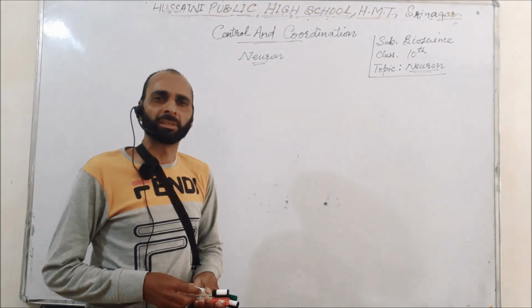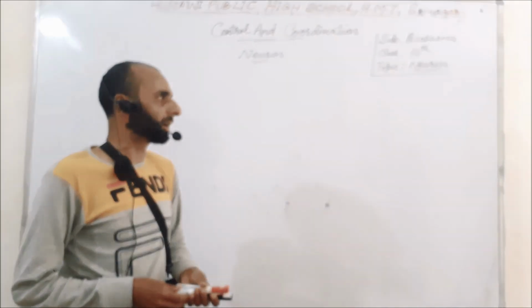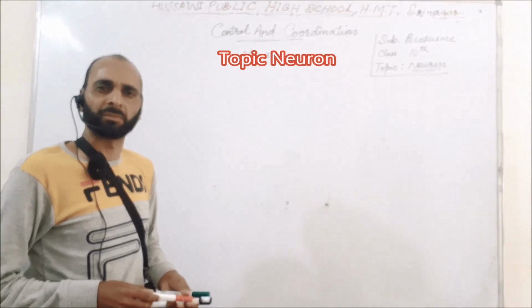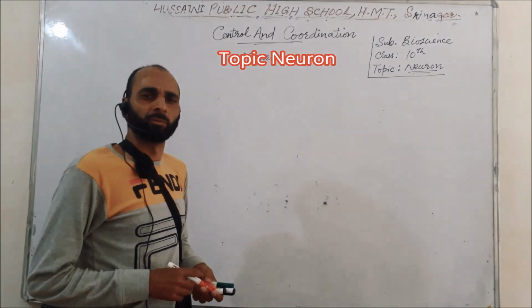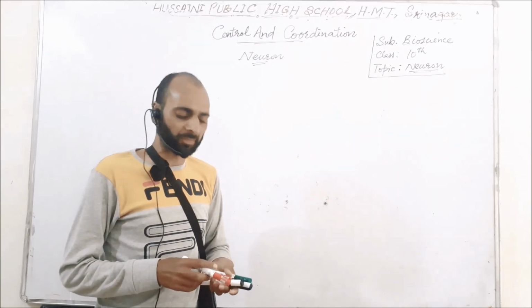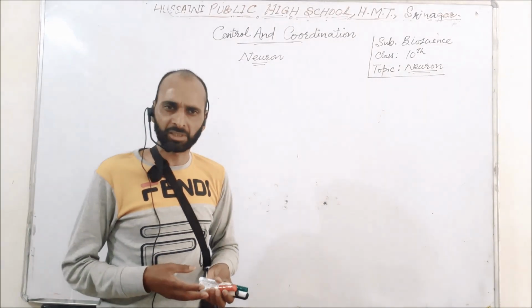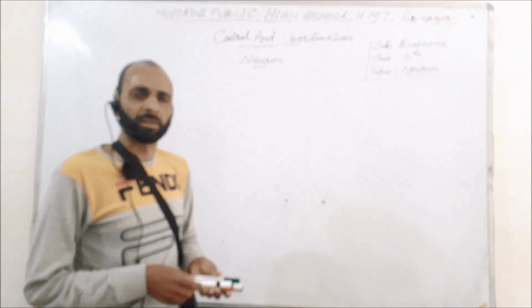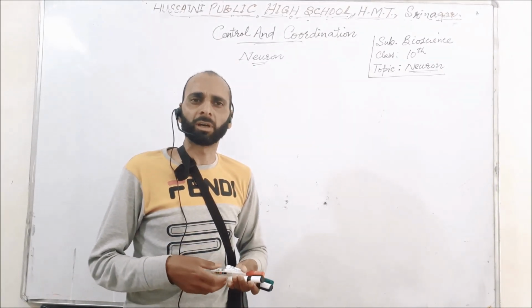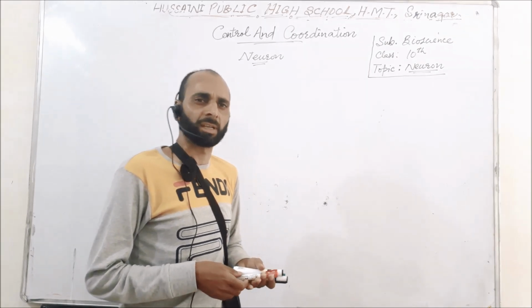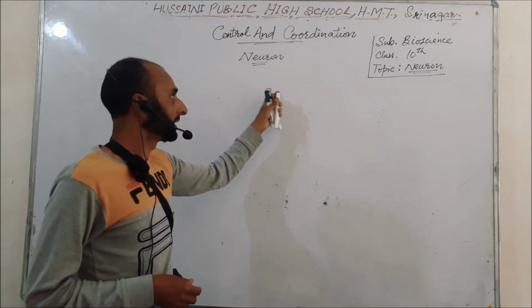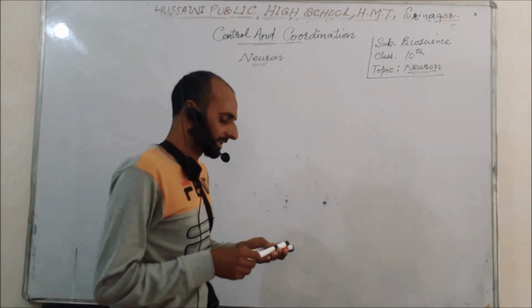And in the previous video, we have discussed the classification of the nervous system. Now today we will start to discuss the central nervous system. Before understanding the central nervous system, we have to study the neurons, the structural and functional units of the nervous system, which are called neurons or nerve cells. So our today's topic will be neurons or nerve cells.